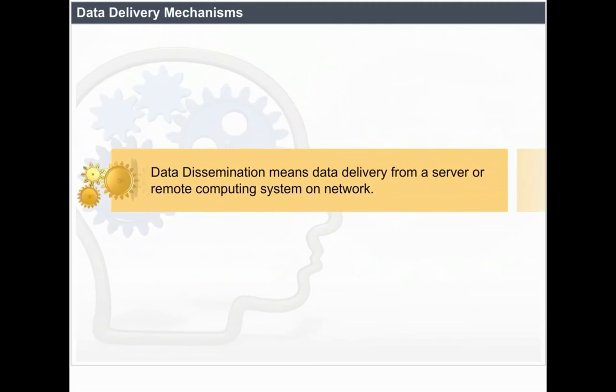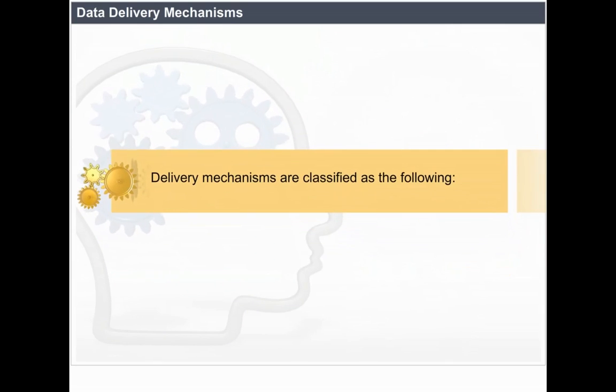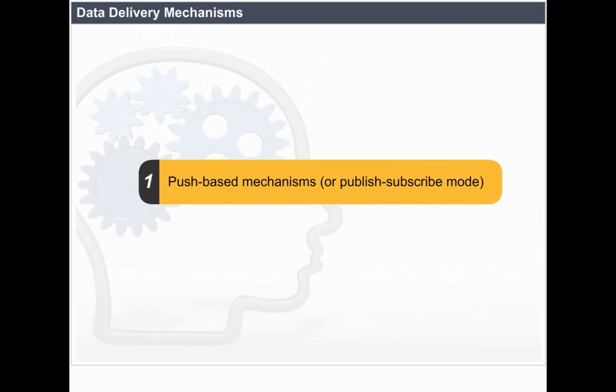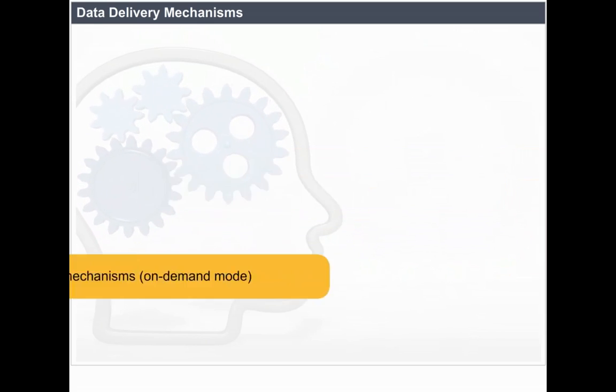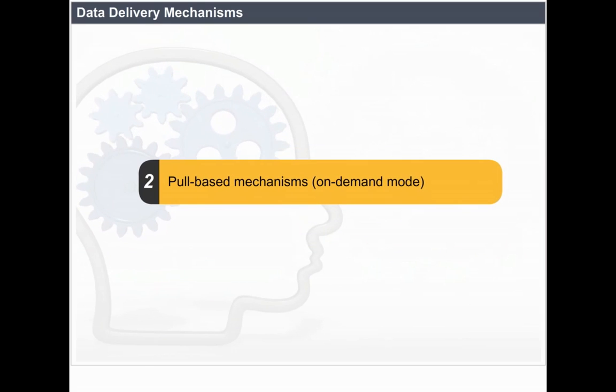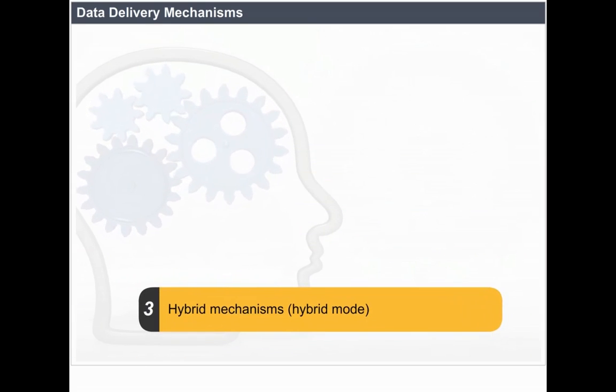Data delivery mechanisms. Data dissemination means data delivery from a server or remote computing system or network. Delivery mechanisms are classified as push-based mechanisms or publish-subscribe mode, pull-based mechanisms or on-demand mode, and hybrid mechanisms or hybrid mode.